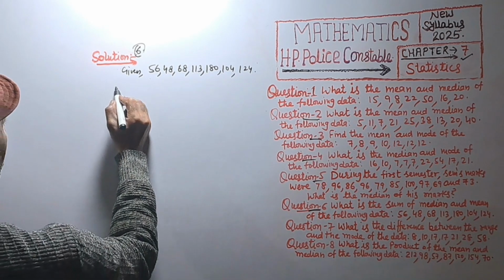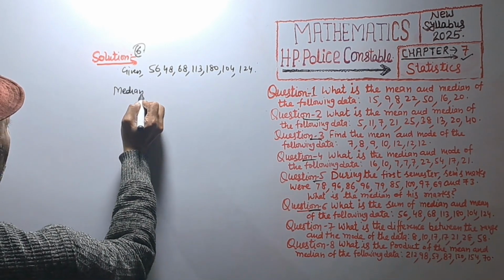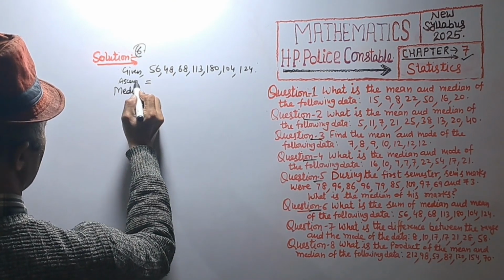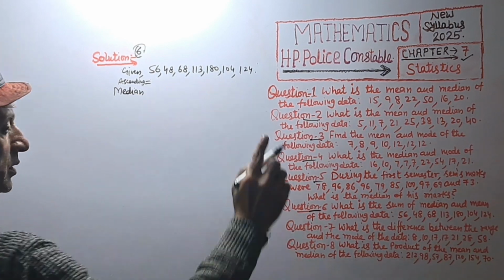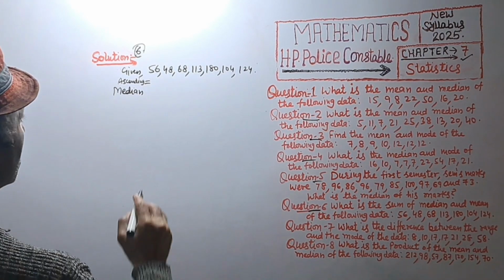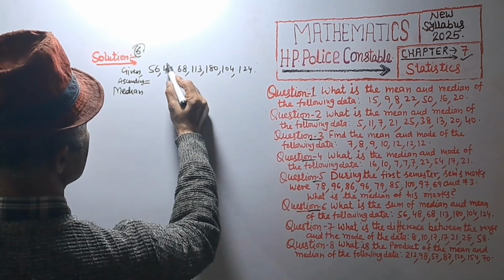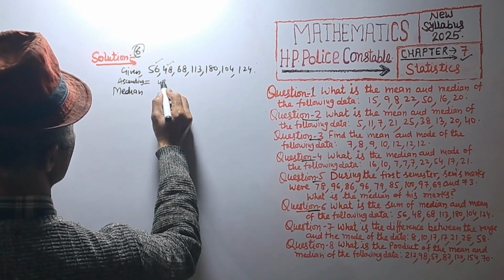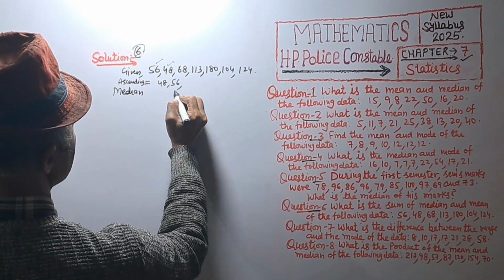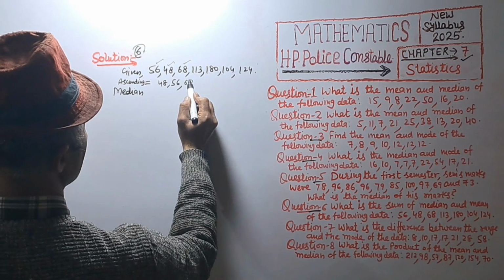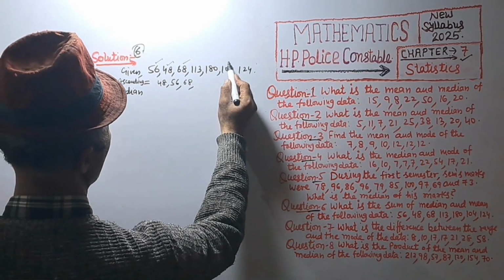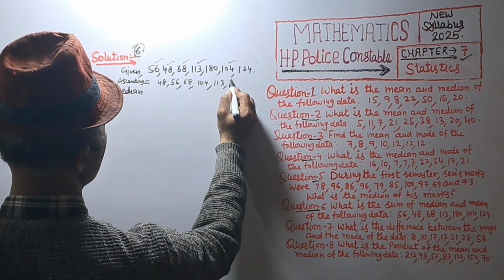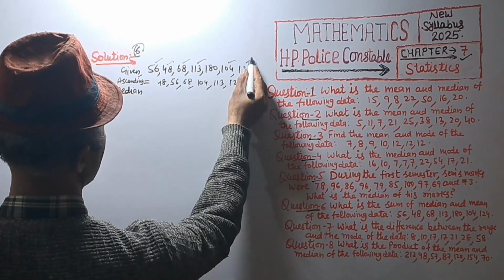Median and mean. First of all, we find median, then ascending order. This data is arranging in ascending. Smallest number is 48, 56, then 68 and 104, 113, 124 and lastly 180.